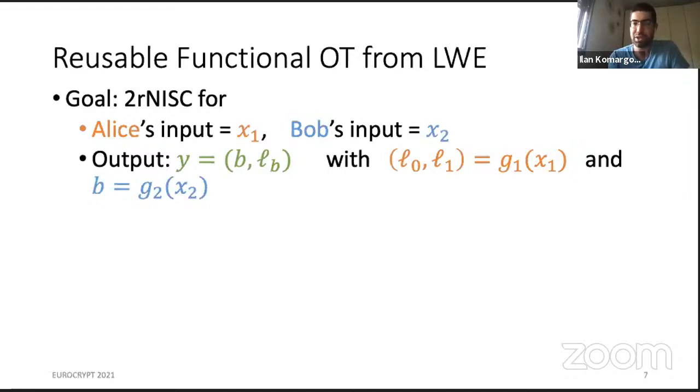We're given two functions, G1 and G2. We apply G1 on X1. G1 gives us two outputs, L0 and L1. You can think of them as labels of a garbled circuit. And G2 is applied on X2 and gives us a bit. What we want is to get the label L sub bit. This is a very natural generalization of standard OT, a functional version of OT where the commitments to X1 and X2 are going to be reusable with many G1s and G2s.